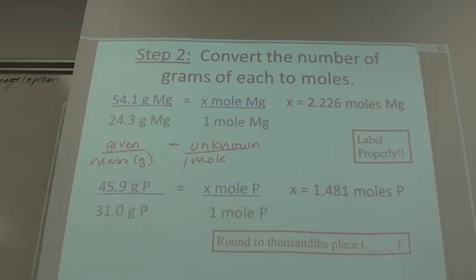So you probably caught up with me and figured out that 45.9 grams of phosphorus is equal to 1.481 moles of phosphorus. Can anybody tell me the next step without looking? Divide by the smallest. Go ahead and do that.